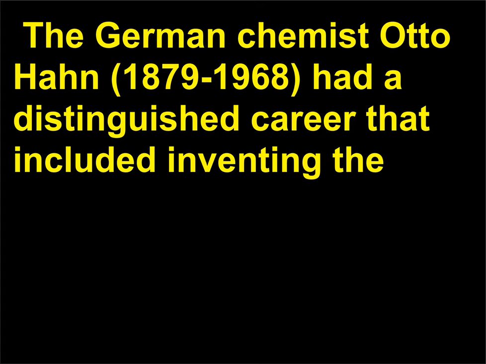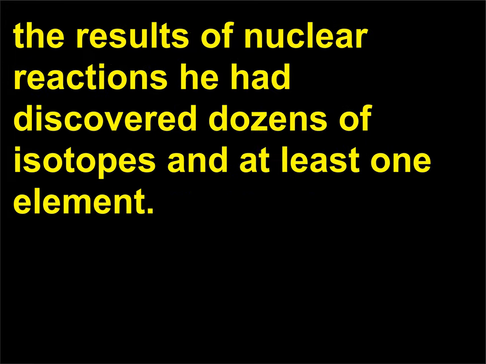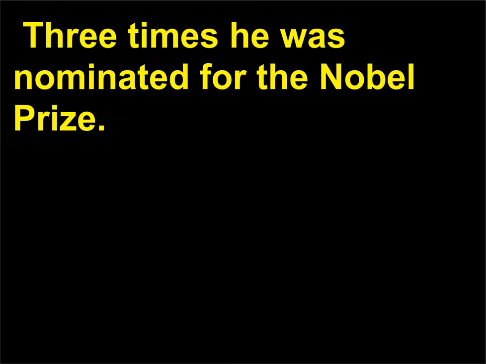The German chemist Otto Hahn, 1879-1968, had a distinguished career that included inventing the field of radiochemistry in 1905, using chemical techniques and measurements of half-lives to study the results of nuclear reactions. He had discovered dozens of isotopes and at least one element. Three times he was nominated for the Nobel Prize.